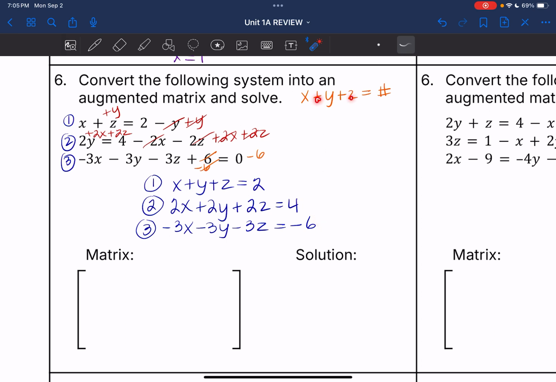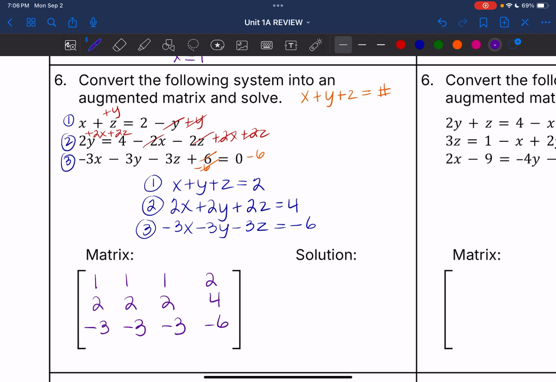Now, it doesn't always have to be an x. Like as you can see, the last one has minuses. It doesn't have to be plus signs all the time. But as long as they're in that order, x, y, z equals constant, we're good. So now we're just going to take the coefficients. The top equation is 1, 1, 1, 2. Equation 2 is 2, 2, 2, 4. And equation 3 is negative 3, negative 3, negative 3, negative 6. That is our augmented matrix.